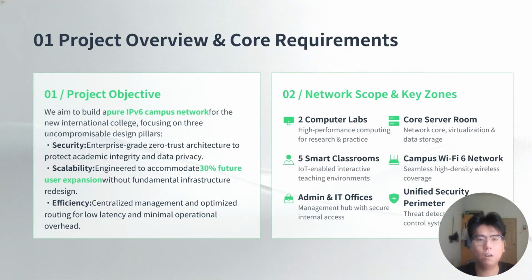Now, let's move on to the project overview. Our primary objective is to construct an IPv6 only campus network for this newly built international college. The network must feature robust security, support a 30% expansion of end users, and maintain high transmission efficiency. Our design scope covers all critical campus zones such as computer laboratories, teaching rooms, administrative offices, and student wireless Wi-Fi connection.